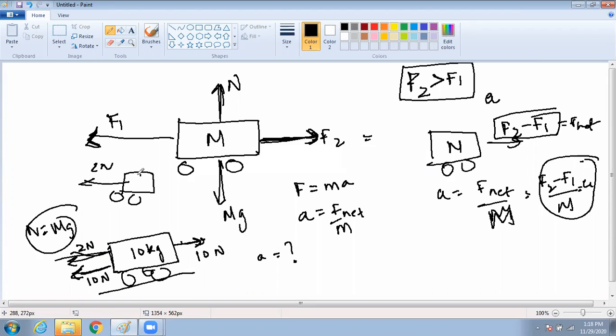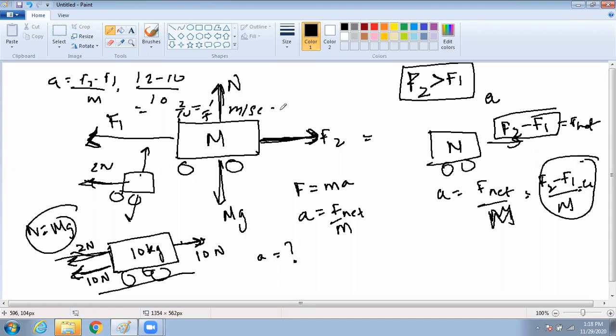Okay, so you have to write N equal to mg, which gets cancelled out. So your a will be F2 minus F1 divided by m. F2 is 12 Newton. So 12 minus 10 divided by 10. How much? 2 by 10. 1 by 5 meter per second.